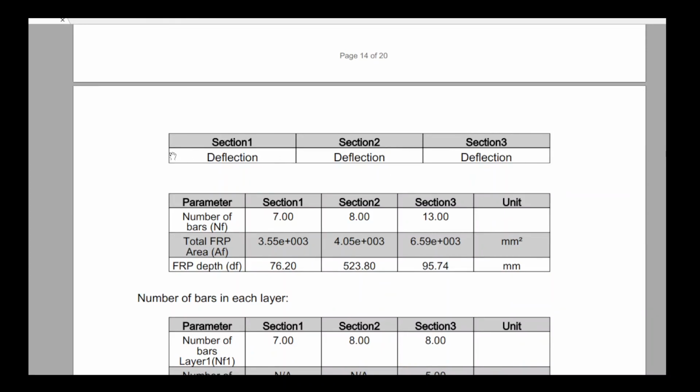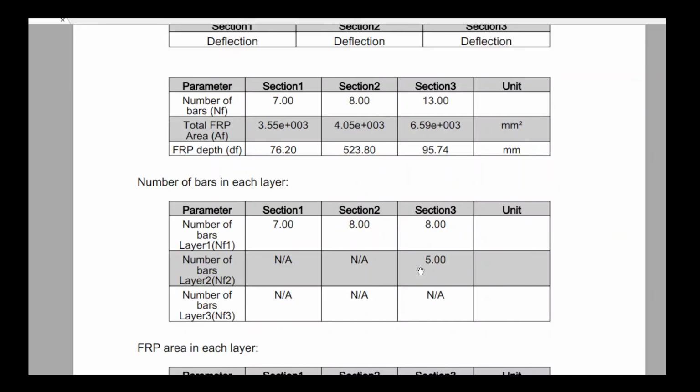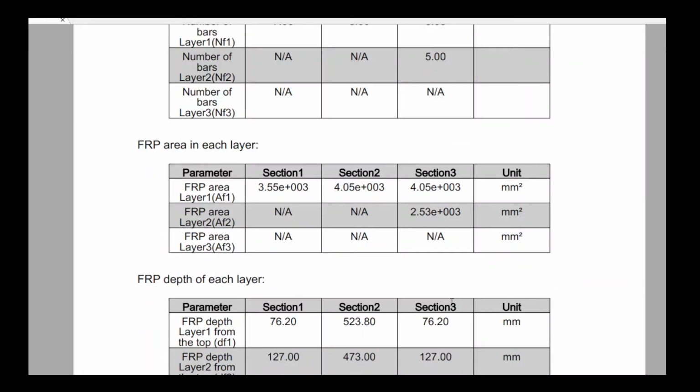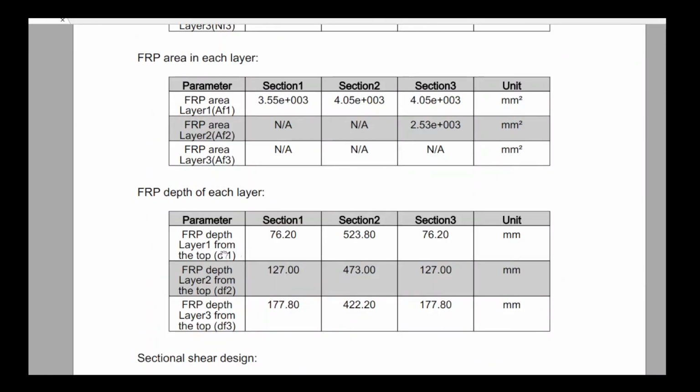The design mode was deflection. We need 7 bars in section 1, we need 8 bars in section 2, and we need 13 bars in section 3. This is the total area. These are the depth df for each section. For section 1 we only needed 1 layer of 7 bars. For section 2 we needed 8 bars in 1 layer, and section 3 we needed 2 layers. The first layer is 8, the second layer of 5 bars, and these are the areas in each layer in each section, and then these are the depth of each layer.